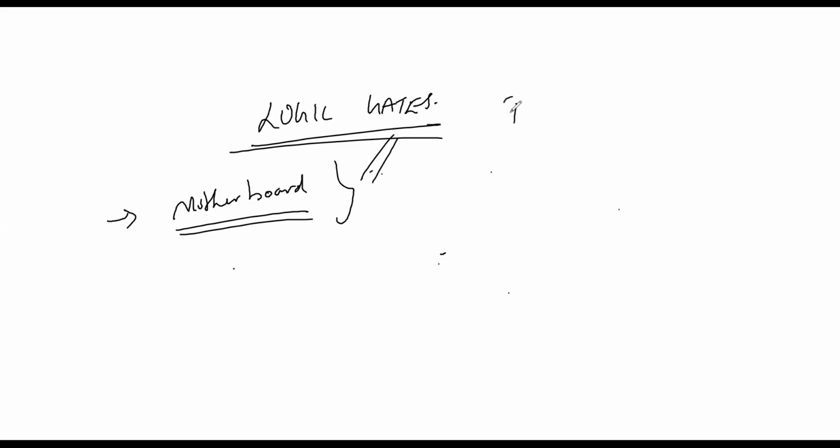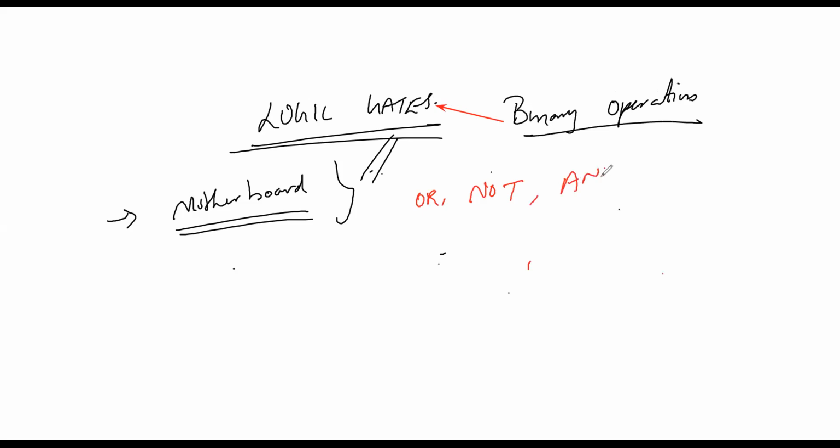First, they discovered binary operation. First, the computer worked with binary operation. Then came logic gates into the picture. After binary operation, logic gates. Correct? Now coming to the logic gates, the most important ones are OR, NOT, AND. So these are the three most important logic gates for us.